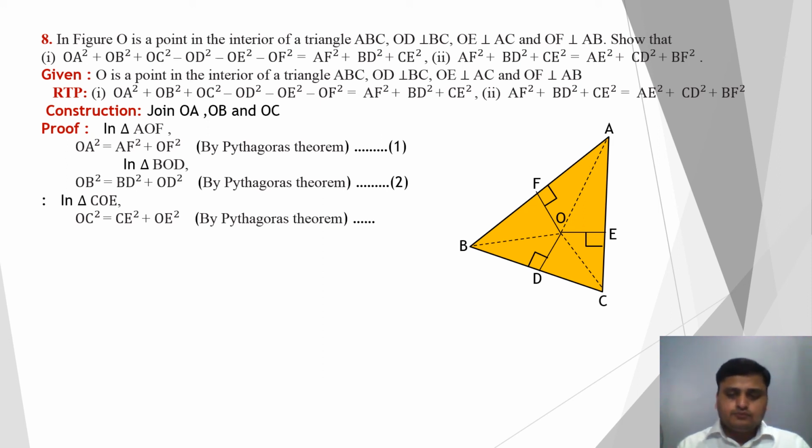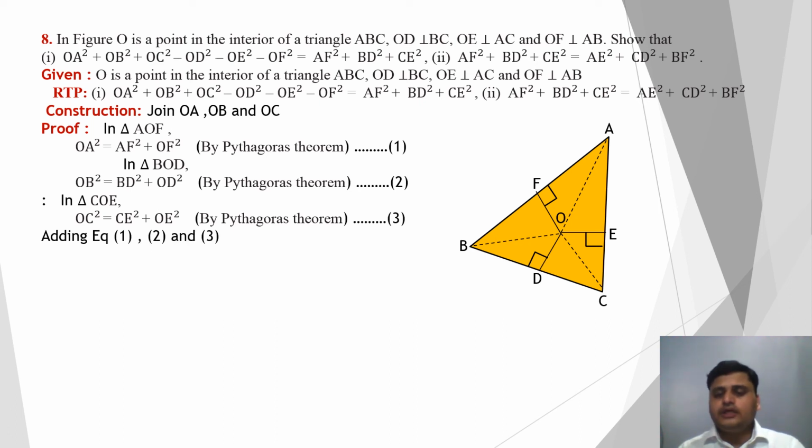Now what we will do, we simply add these all. By looking at the RTP, we require OA square plus OB square plus OC square, so we will add equations 1, 2 and 3. How will we do the addition? Left hand side will be added with left hand side, and right hand side with right hand side. So OA square plus OB square plus OC square is equal to AF square plus BD square plus CE square, then plus OF square plus OD square plus OE square.